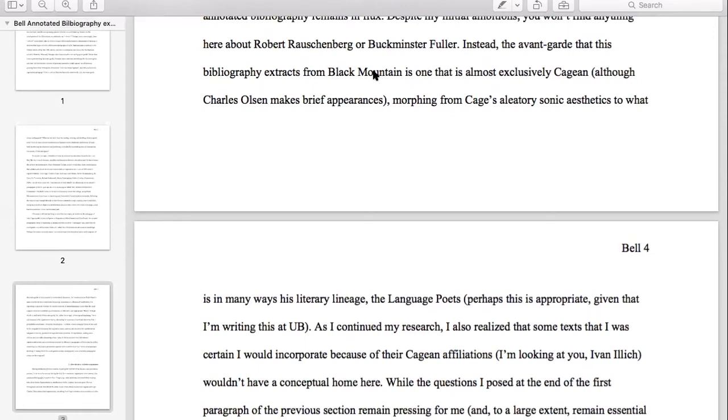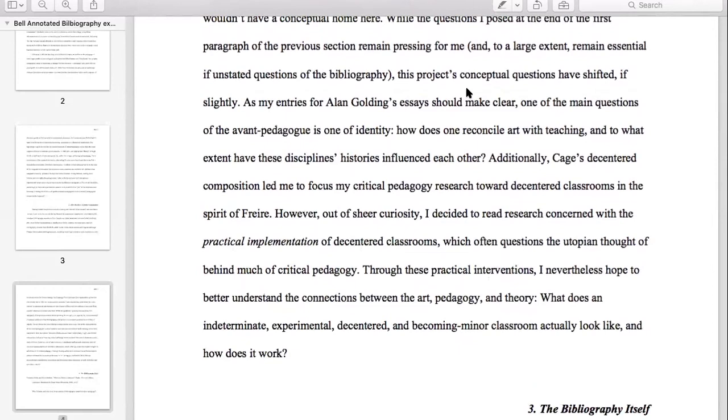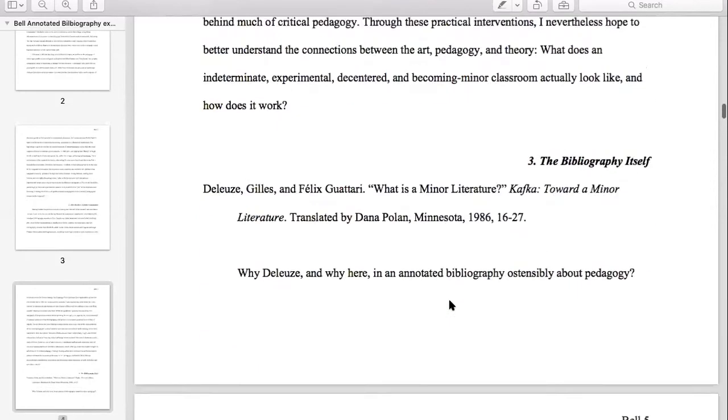Instead, my focus was mostly on John Cage, who taught at Black Mountain, and his pedagogy, which led me to the language poets, a group of poets who take a lot of influence from him, and I was looking at their pedagogy, and also sort of histories of them teaching. A lot of these poets became professors at colleges, such as the University of Buffalo. Then I go on here, you can read all of this.